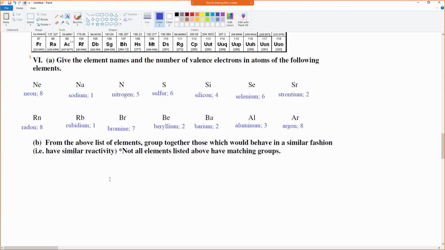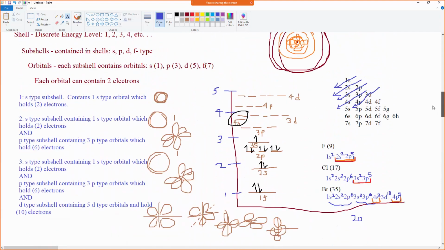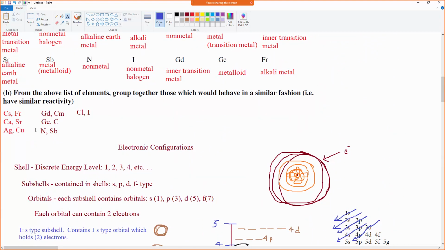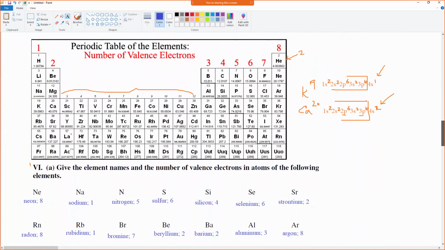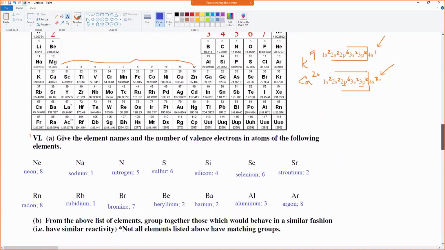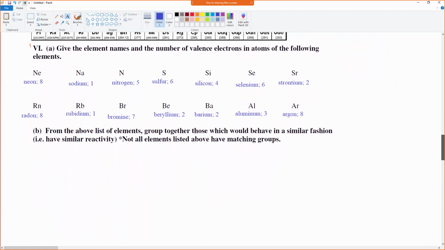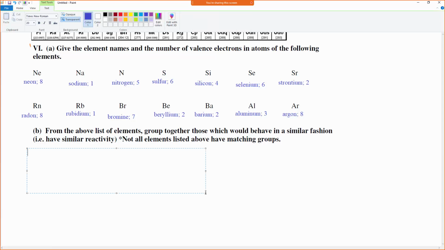From this above list of elements, group together those which would behave in a similar fashion. So this is very much like what we just did, where you're looking according to column, but now we can be a little more sophisticated and say, well, everything in the same column has the same number of valence electrons. Except the matching groups here are not as clean cut. So what would be grouped together? What do you think?